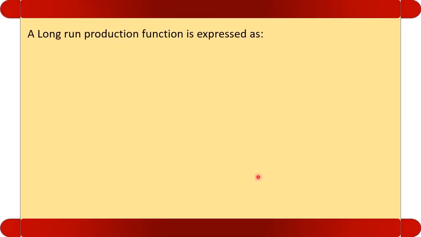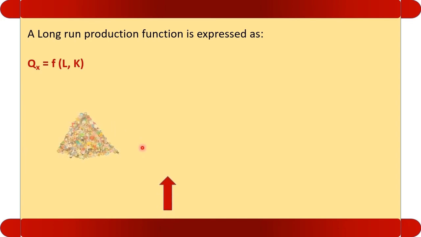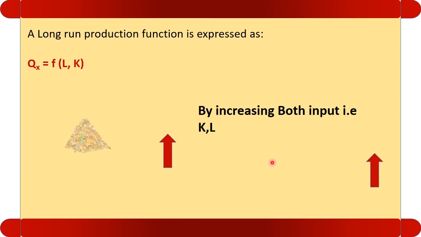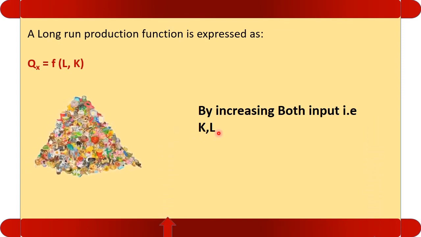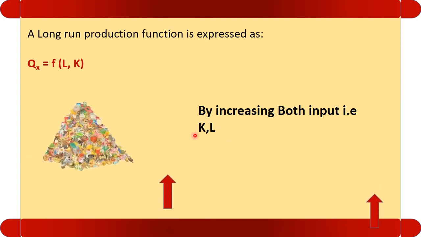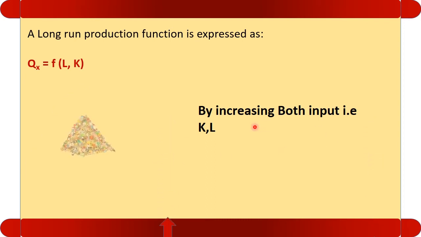Let us see the long run production function. Long run production function is represented by Qx = f(L, K). In the long run, the production can also increase, but we can increase the production by making changes in the ratio of both the inputs, because in the long run both the inputs are variable. In the short run, one input is fixed and the other is variable, but in the long run all the inputs are variable. So in the long run, if we want to increase the production, it can only be increased by making changes in the ratio of both the inputs.